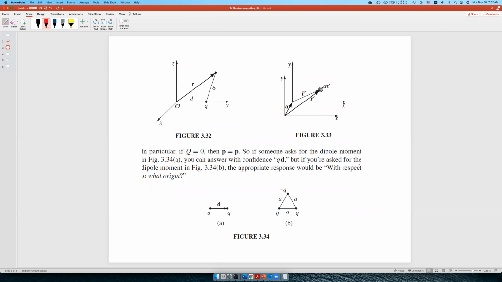But if you're asked for the dipole moment in figure B shown here, we can see the net charge of this charge distribution is non-zero. Then the appropriate response would be: with respect to what origin? Because it's origin dependent.